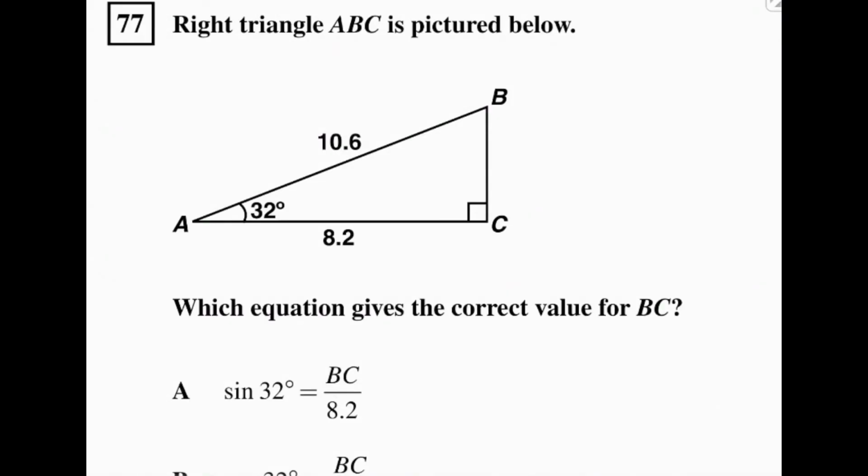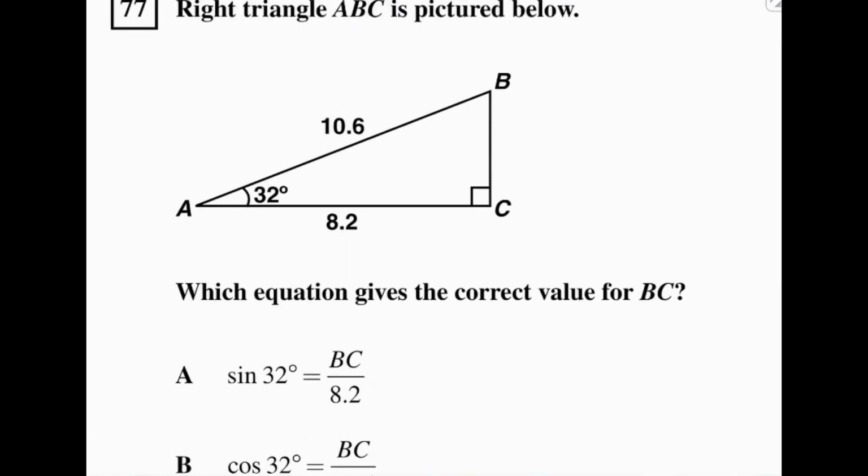All right, let's do number 77. So right triangle ABC is pictured below, and they give us angle A, 32 degrees, side AC, 8.2, and side AB is 10.6. So looking at the answers, you know it's either going to be sine, cosine, or tangent.